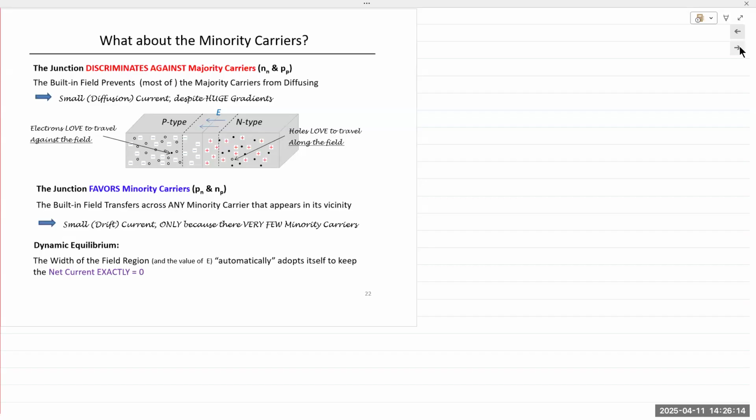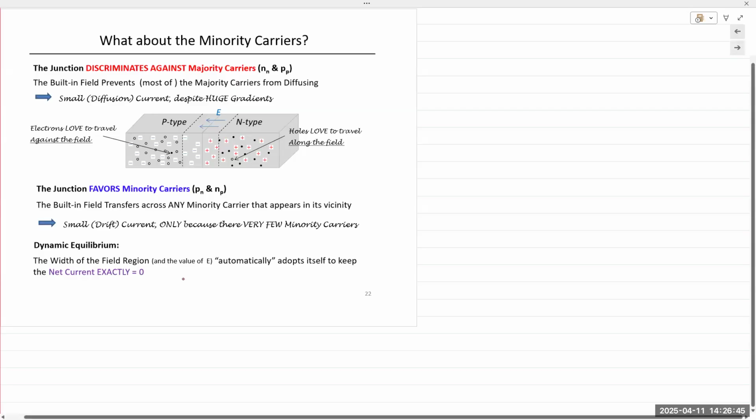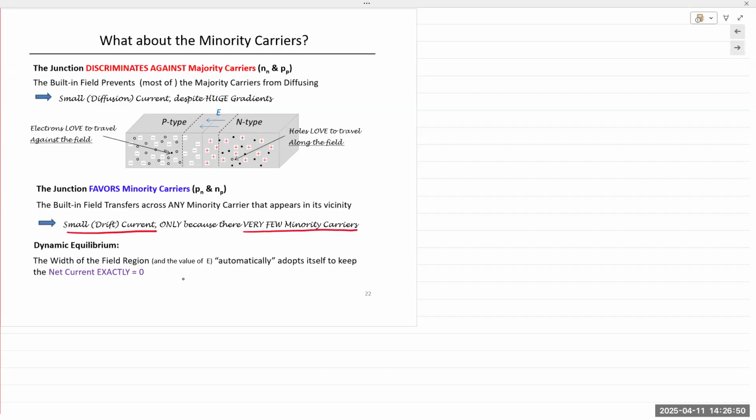But we have minority carriers on both sides. Those minority carriers are attracted by that electric field because it's their natural intrinsic property to move with the field. And so the minority carriers are able to cross the junction. Because they are able to cross the junction, it results in a very, very tiny amount of drift current flowing through the junction. If you apply an electric field, a very tiny drift current flows through the junction because of the minority carriers.